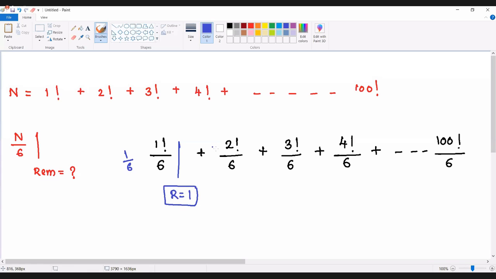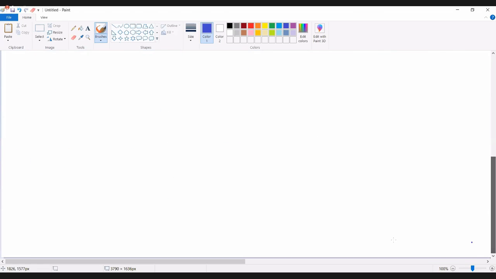2 factorial. What is the value of 2 factorial? It is going to be 2. 2 by 6, what is the remainder? It is going to be 2. Yesterday also I gave the same point, my dear students. Remember again, whenever we are dividing A by B, the remainder of A by B is always going to be A if and only if the B value is more than the A value.